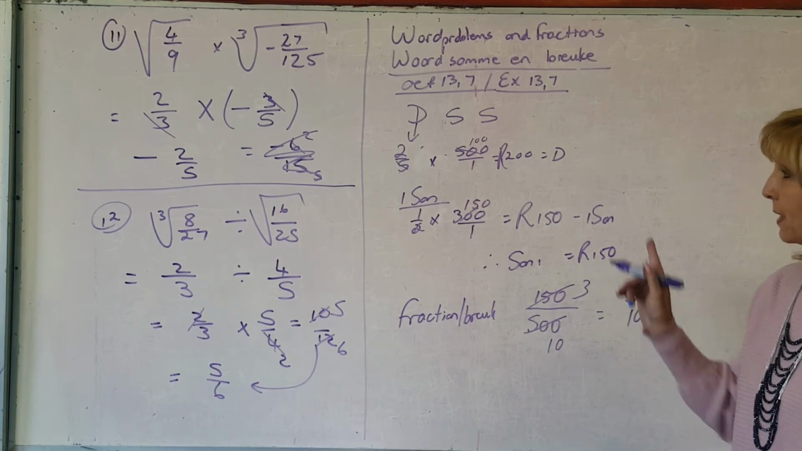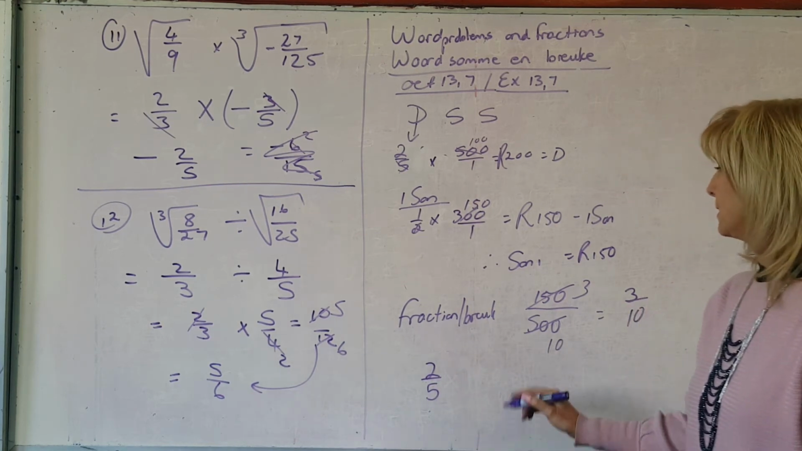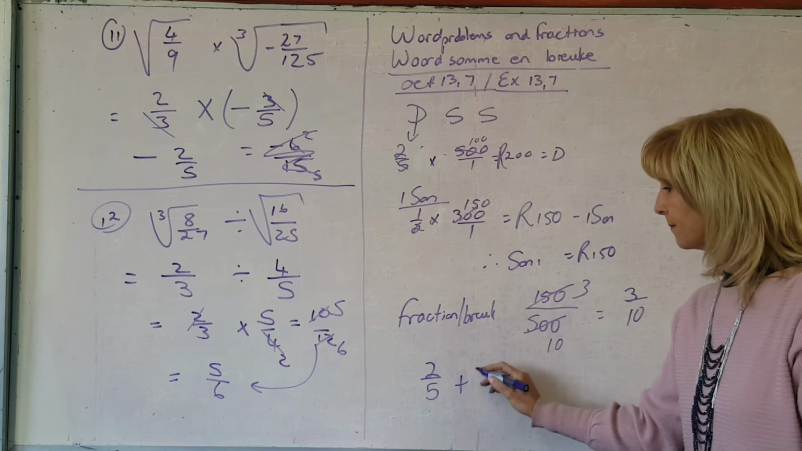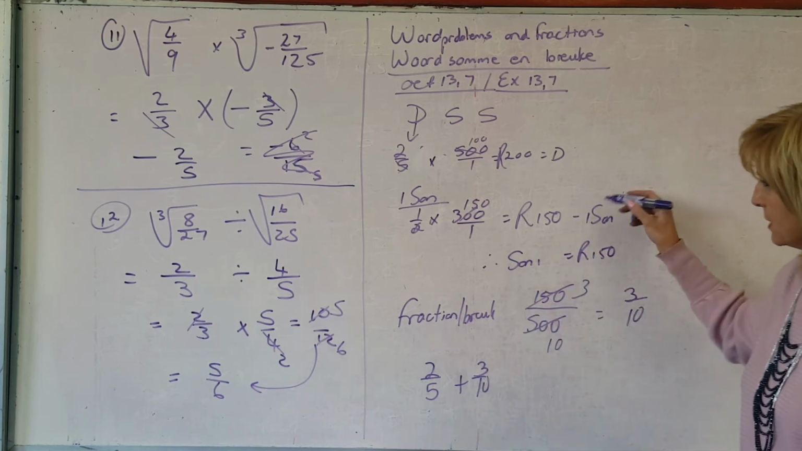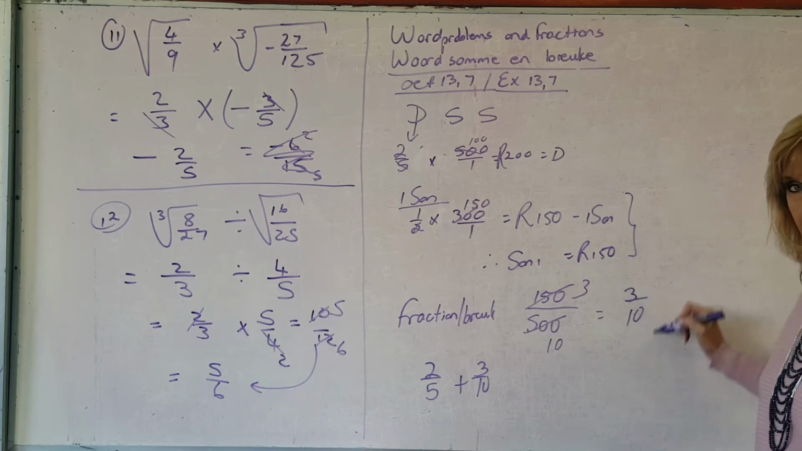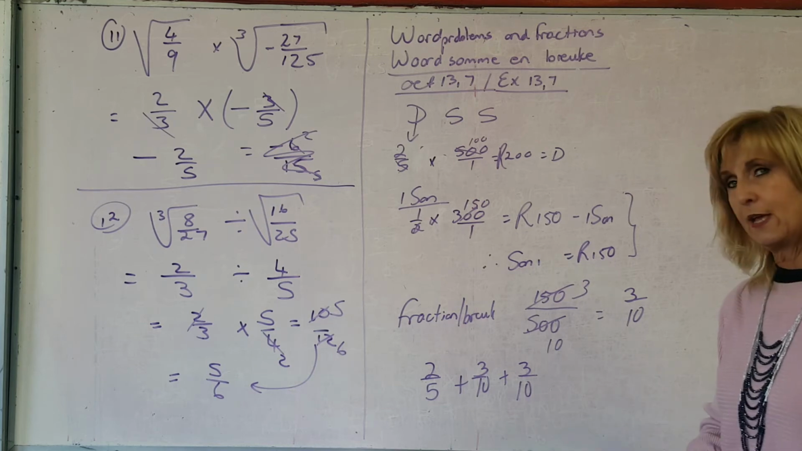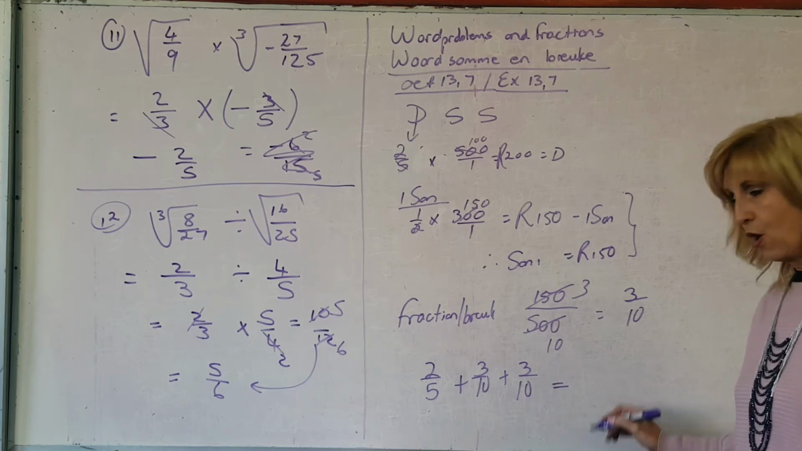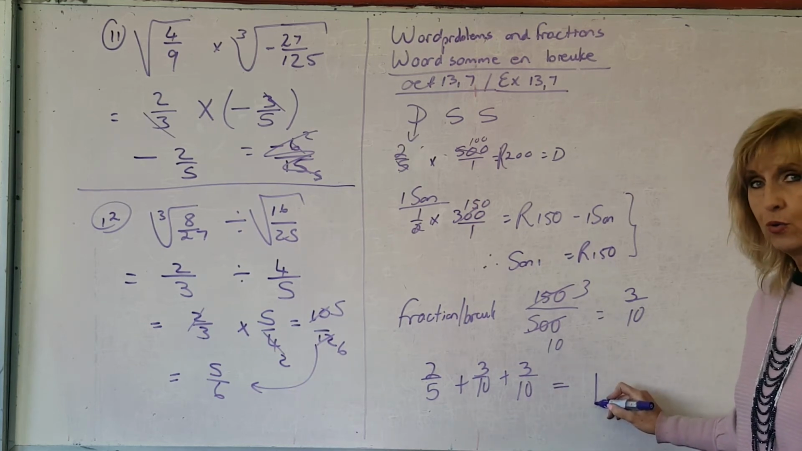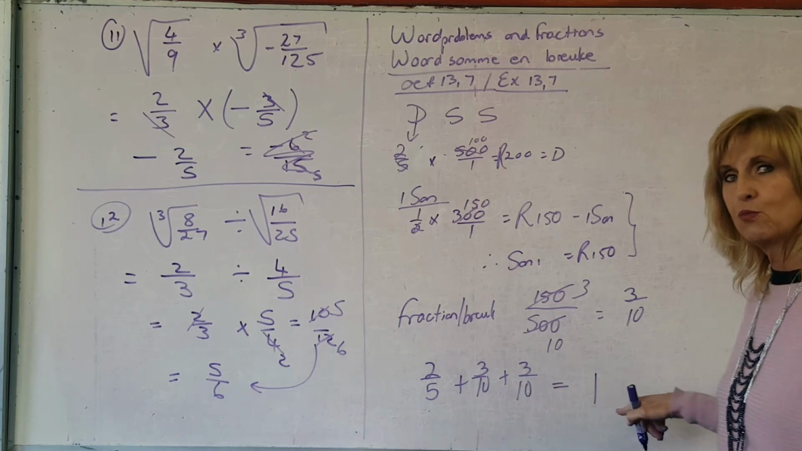This means that if I take 2/5 and this was 3/10, how much was this guy? Was he not also 150 is also 3/10 then? Hierdie was altyd dieselfde. So the other son also should have gotten 3/10. How much should this give you? 1 whole. As jy die 2/5 en die 3/10 en die 3/10 bymekaar tel, moet dit mos 1 hele gee.